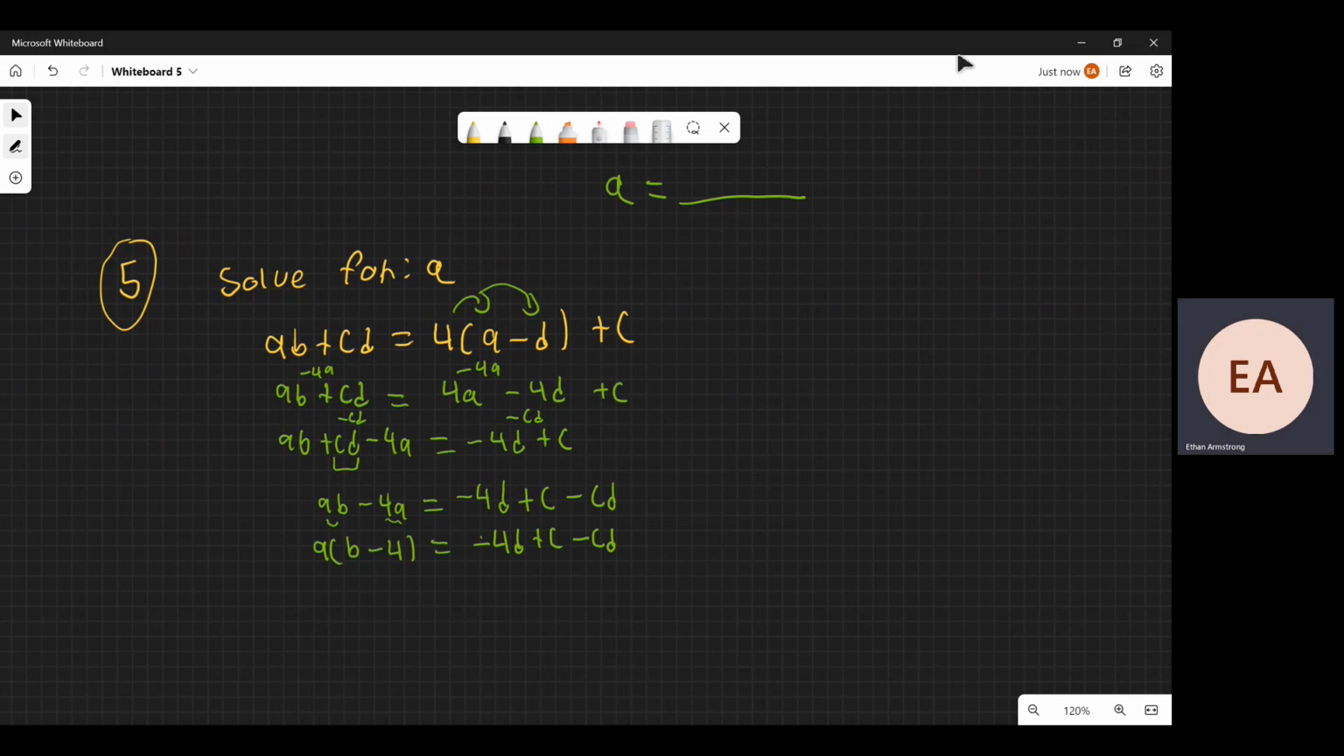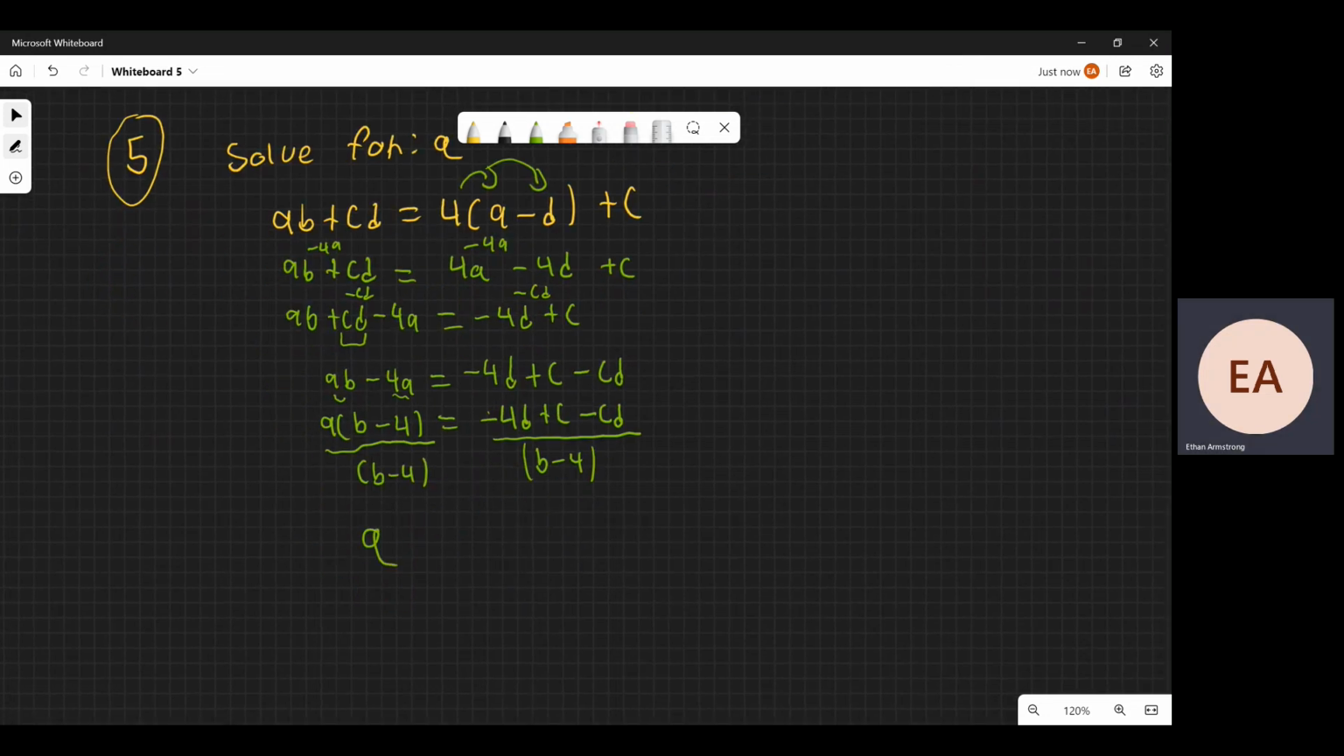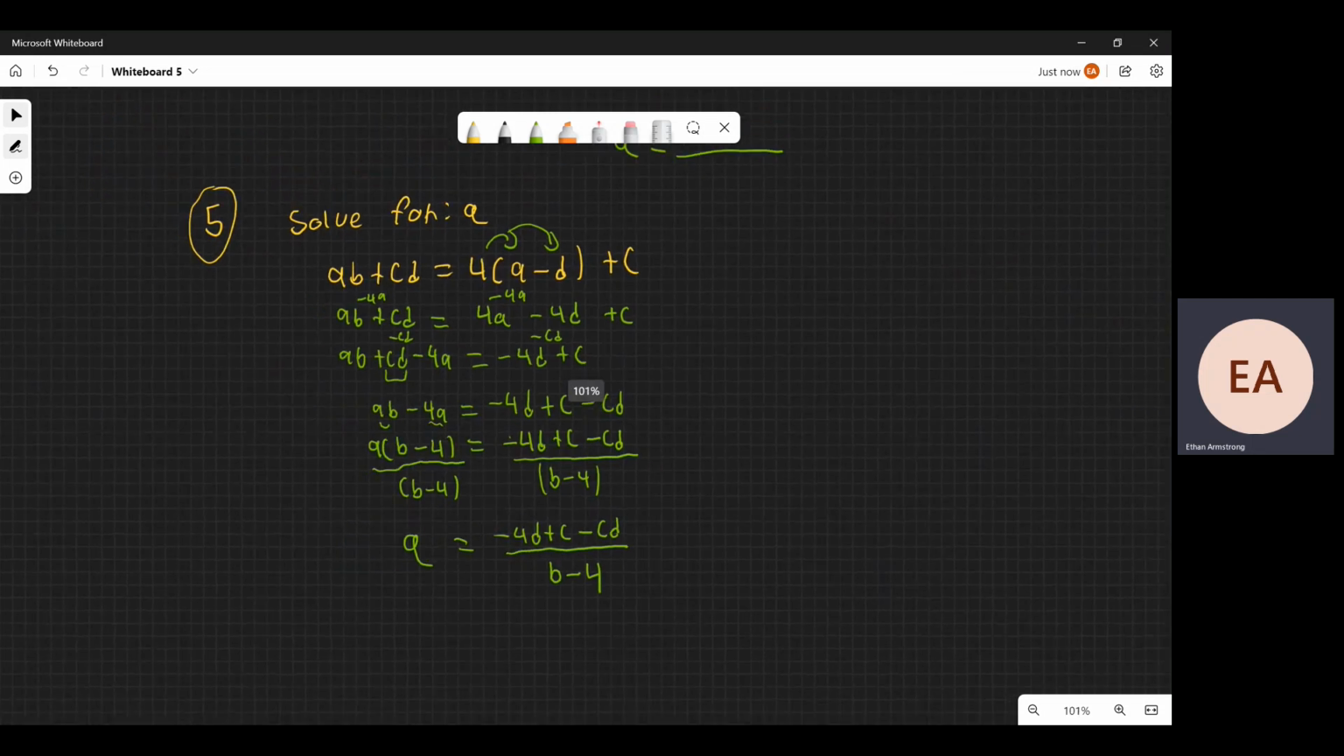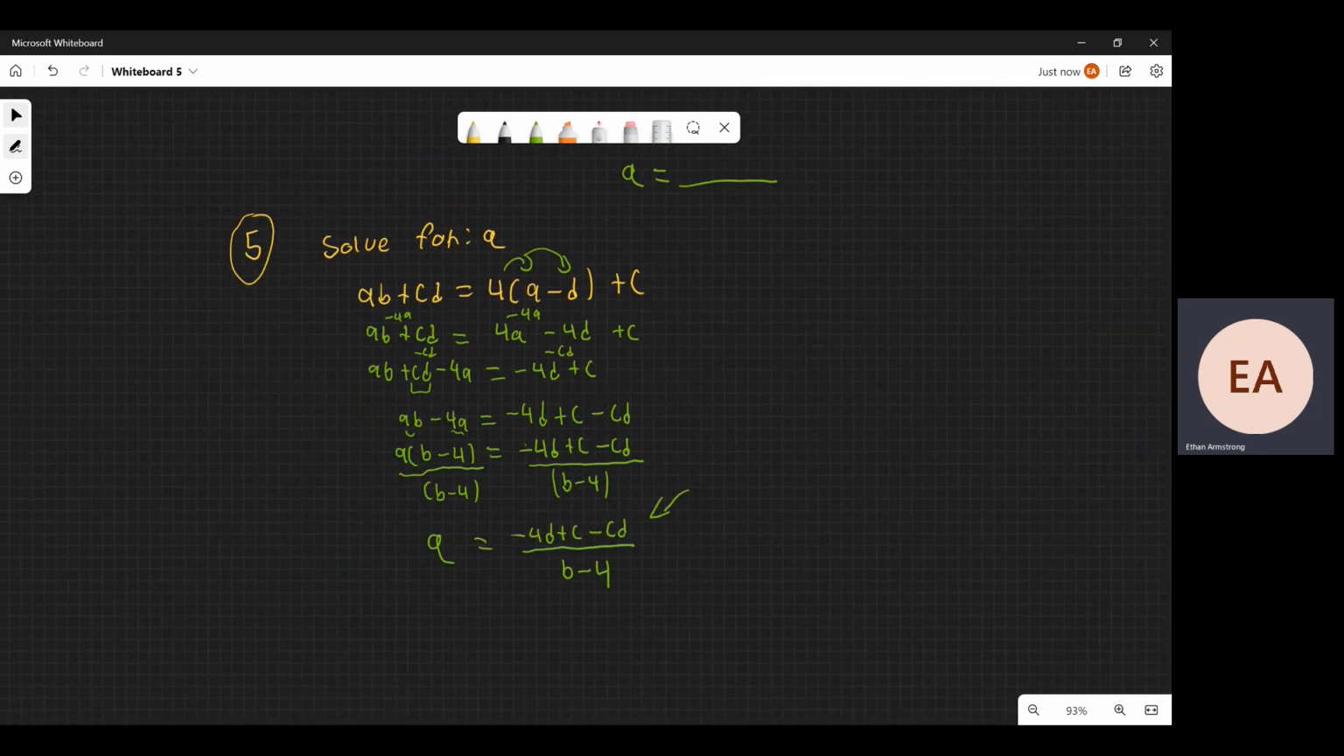And now just to get A all by itself, we divide both sides by B minus 4. And that leaves us with A equals negative 4D plus C minus CD over B minus 4. That'll be your final answer. Sometimes there may be an opportunity to factor out the numerator and stuff like that, but I do not see any way we could do that.